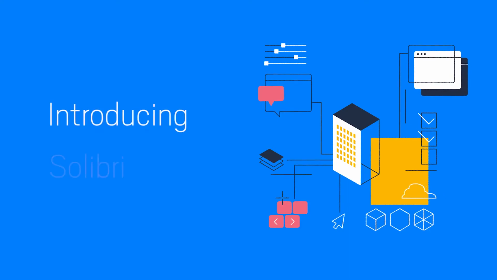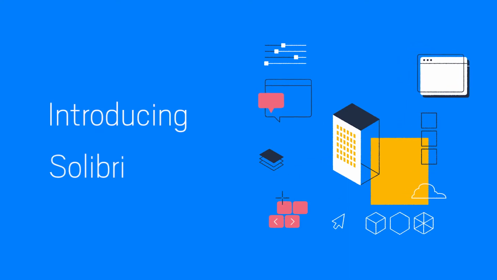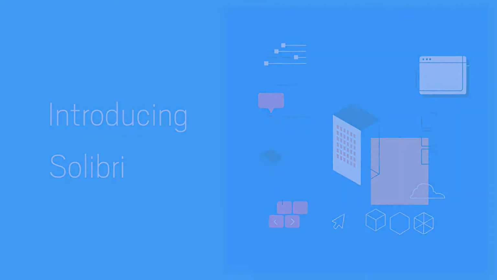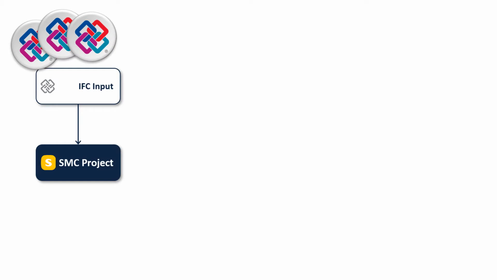Solibri is an open BIM model checking tool that allows you to import models from different authoring tools exported as IFC. With Solibri, you can visualize and federate different discipline models, do rule-based Q&A, and extract quantities and data from the models.